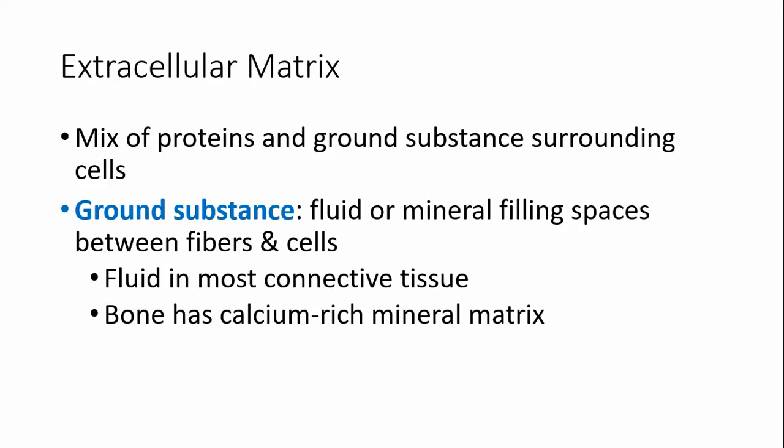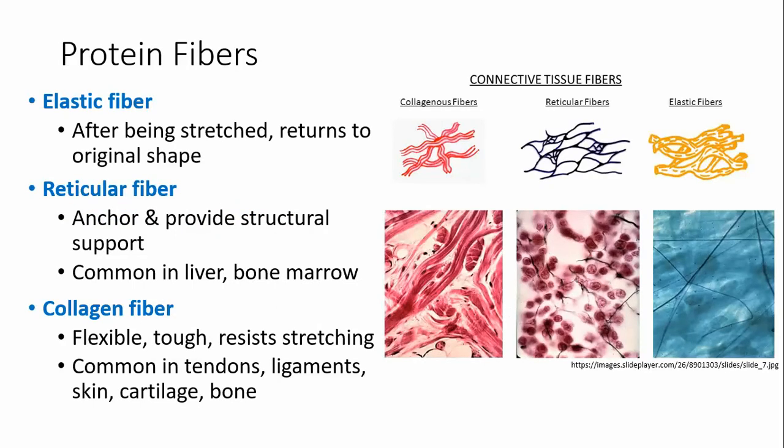So ground substance can be fluid, like it is in a lot of connective tissue proper, which we'll talk about in a moment, or like in blood, or it can be a mineral, like the calcium-rich bone, and therefore it can be solid. Now, protein fibers, there are 3 different types, and each type gives different properties to the type of tissue that it's in.